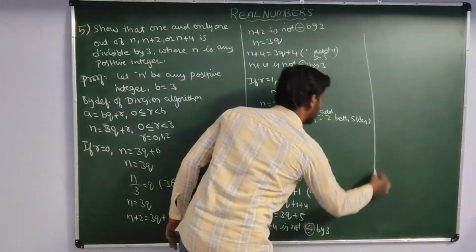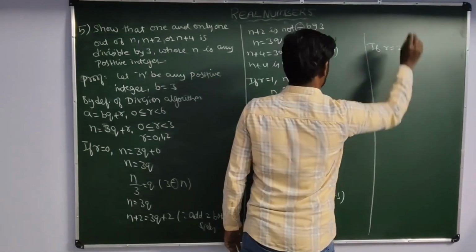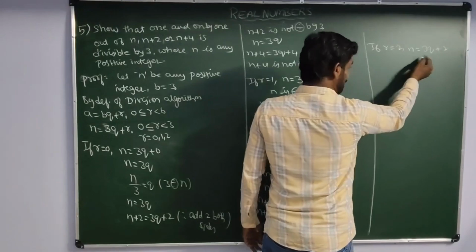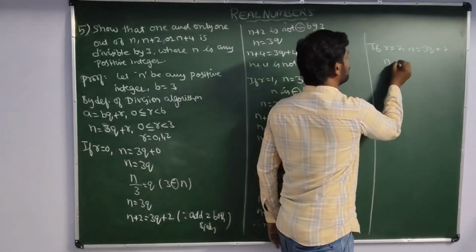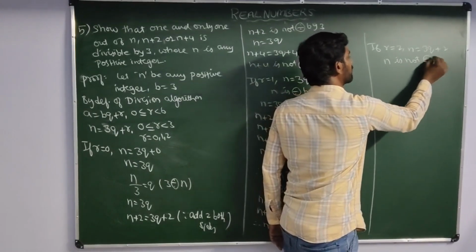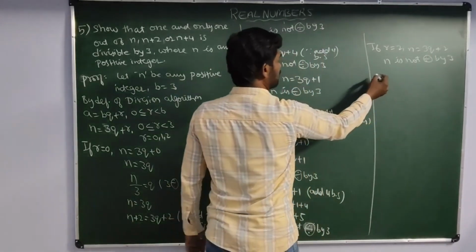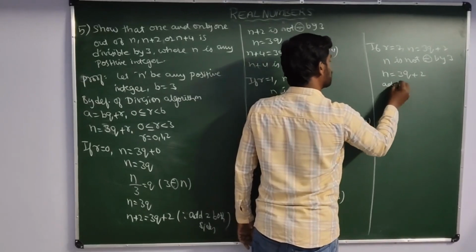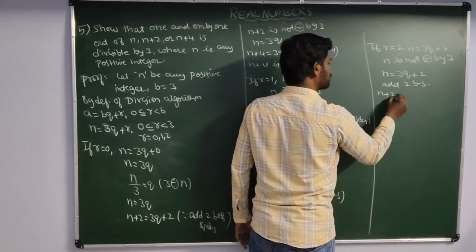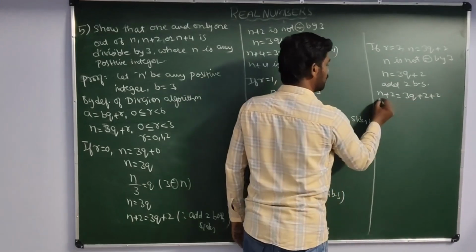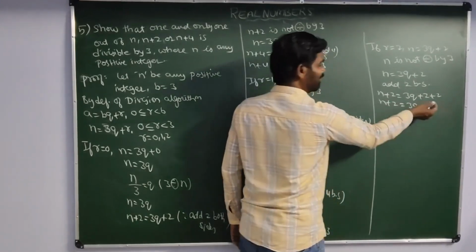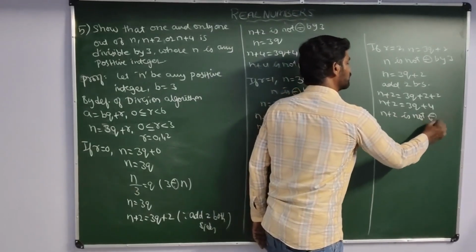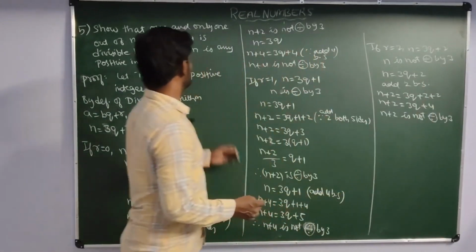In the same manner, now we have to check if r is equal to 2. Then what is the equation? N is equal to 3q plus 2. Is it divisible by 3? N is not divisible by 3. What is the next condition? N plus 2. Let us write the first equation, n is equal to 3q plus 2. Add 2 both sides. N plus 2 is equal to 3q plus 2 plus 2, so n plus 2 is equal to 3q plus 4. We cannot take any common. Hence, n plus 2 is not divisible by 3.